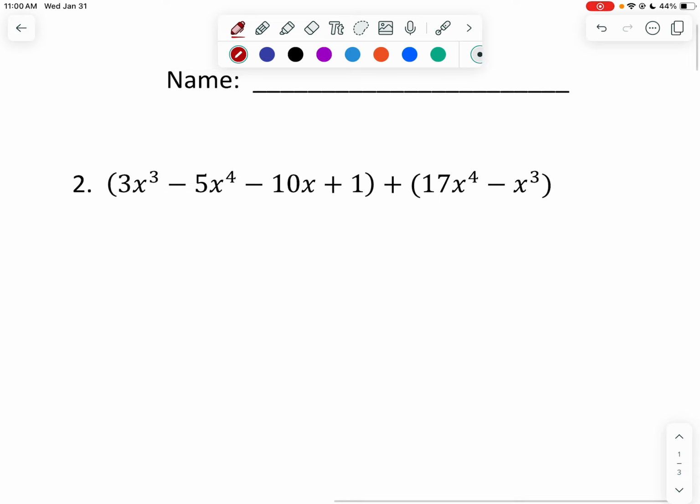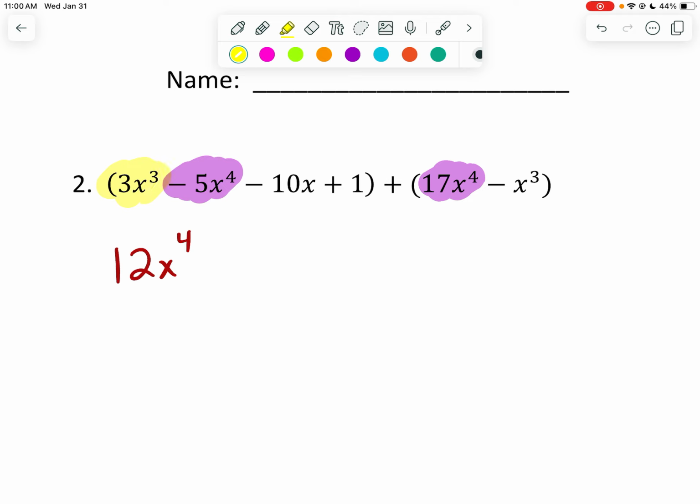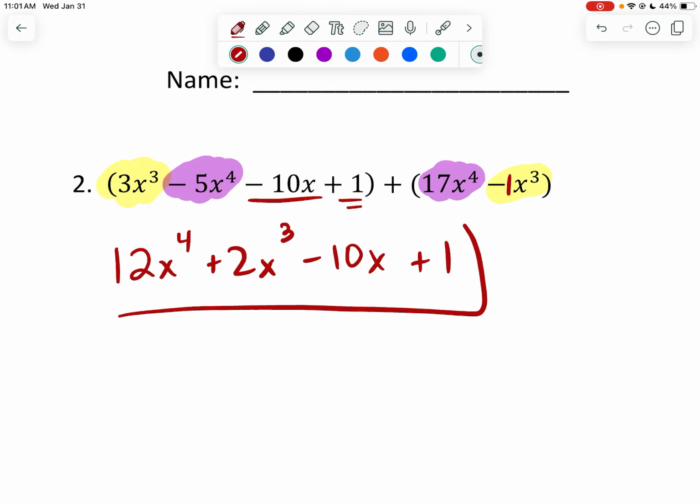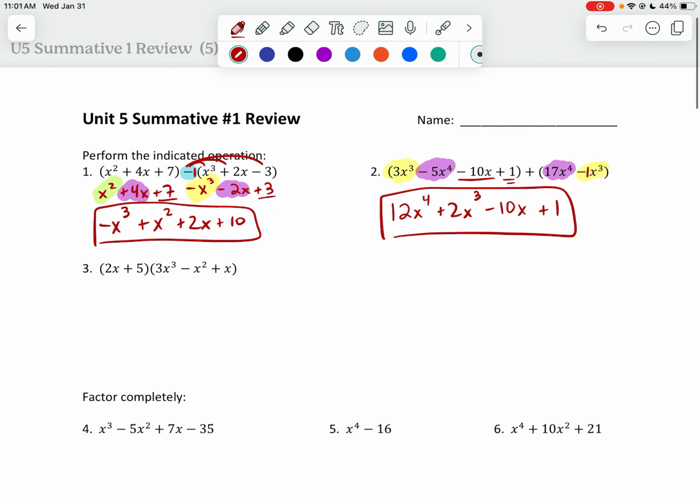Number 2 is really the same thing. You don't really have to distribute a plus sign because it's all the same. So you can just look for your like terms right away. The biggest exponents here would be the 4s. Combine those. Negative 5 plus 17, that's 12x to the 4th. And then your x to the thirds. Remember, if there's no number in front, that's a 1. So 3x to the third minus 1x to the third, that's 2x to the third. Minus 10x, that's the only thing with just an x, and then plus 1. So that's it. Those are just combined like terms.